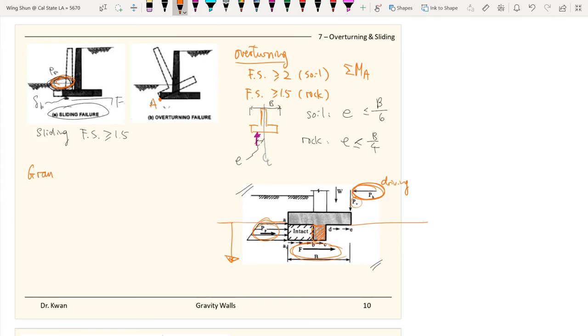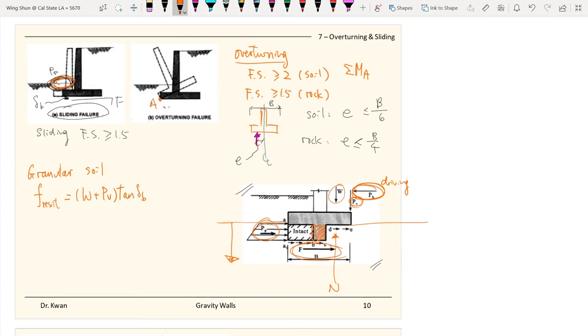And for granular soils, the force against the sliding, let's say a small f here, this is the resistant force, will be equal to the vertical loading, which is the weight plus the vertical load. Those vertical loads are what we get if we redo our sum of equilibrium forces in the vertical direction, because you have a reaction force, and the reaction force is equal to the W plus the vertical loading from the backfill, and then times the tangent of the friction angle.